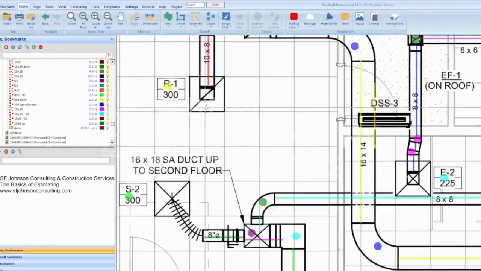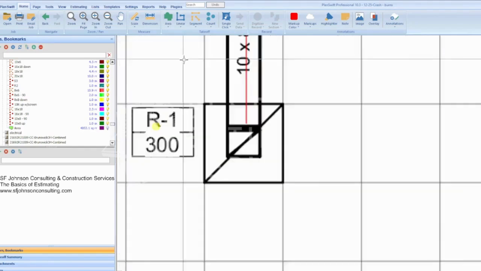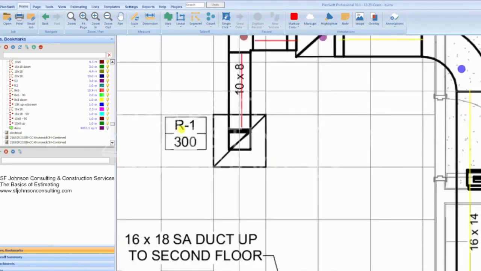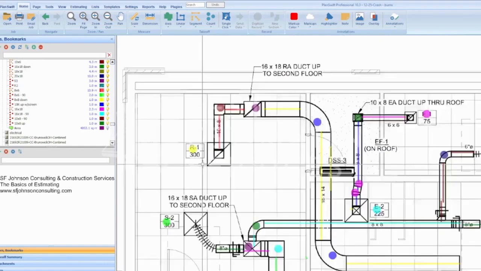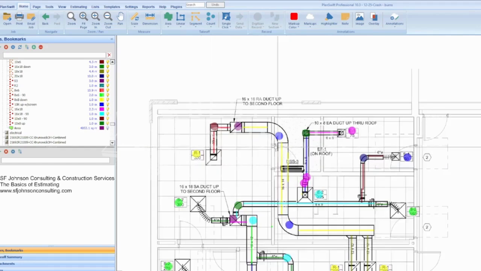Okay, so if you don't see a flexible duct work symbol, like we don't see one here, then I'm going to assume it's a 10 by 8 and then a 10 by 8 90-degree angle going down to the return grill R1. Okay, so you have to keep that in mind.